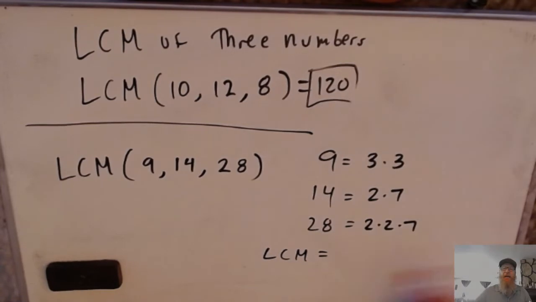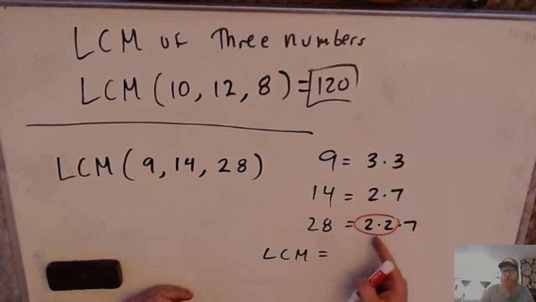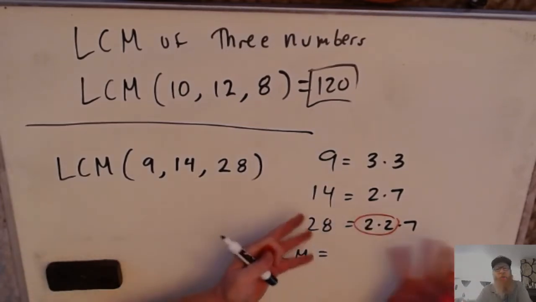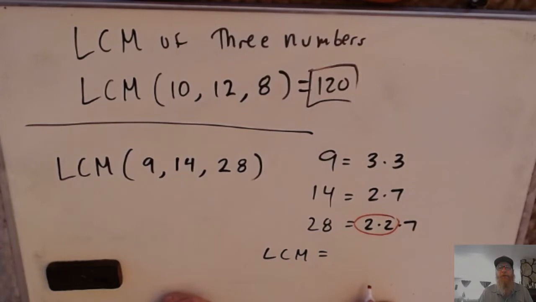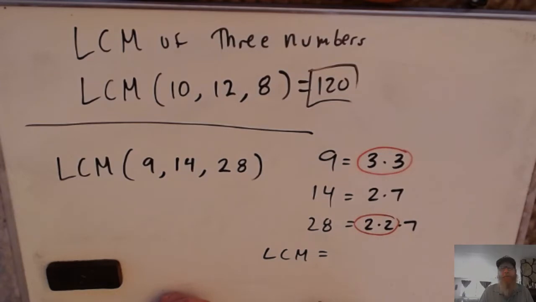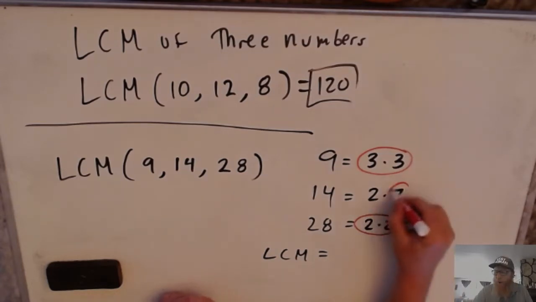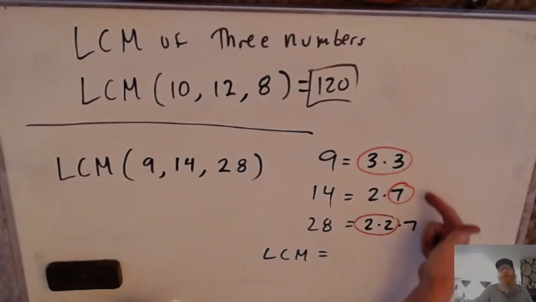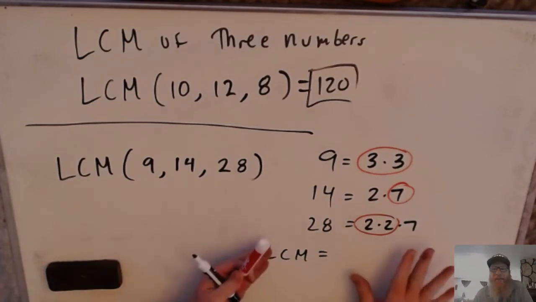So for the LCM, I usually go in order, so we need 2 2s. We do not need 3 2s because nobody has 3 2s. All right. We need 2 3s. And we need 1 7. It doesn't matter which 7 you use. Don't use them both because nobody has 2 7s, right?